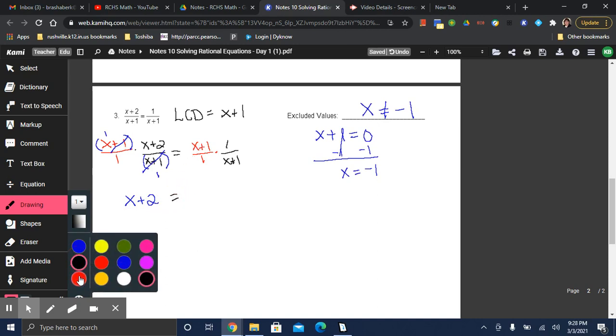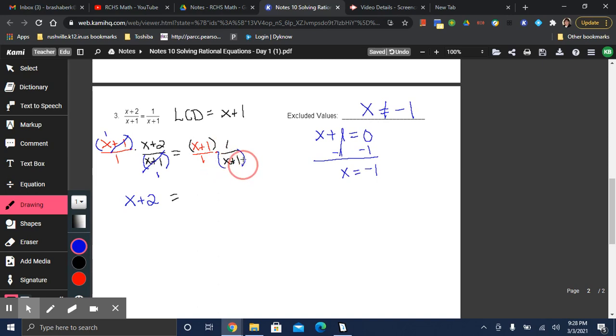Now, on this one, I can cancel. I have an x plus 1 and an x plus 1. So those cancel, leaving 1s. Now, it's tempting to say that there's nothing here at all, but I need a number on this side. So 1 times 1 is 1. And so now I have the equation x plus 2 equals 1. I can subtract 2 from each side of the equal sign. My 2's cancel, and I get x equals 1 minus 2, which is -1.